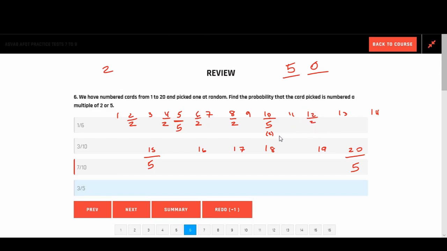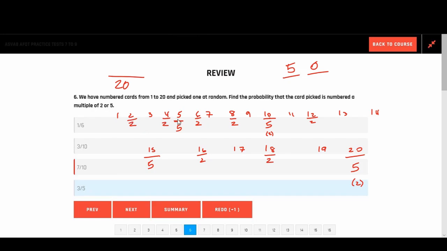12 is a multiple of 2, 16 is a multiple of 2, 18 is a multiple of 2. And 20, similarly, is also a multiple of 2. But since we're counting it as a multiple of 5 already, we can't include it as a multiple of 2. Otherwise, it would mess up our probability. So let's count up how many cards there are, which we don't have to do. We were told that there are 20 cards.